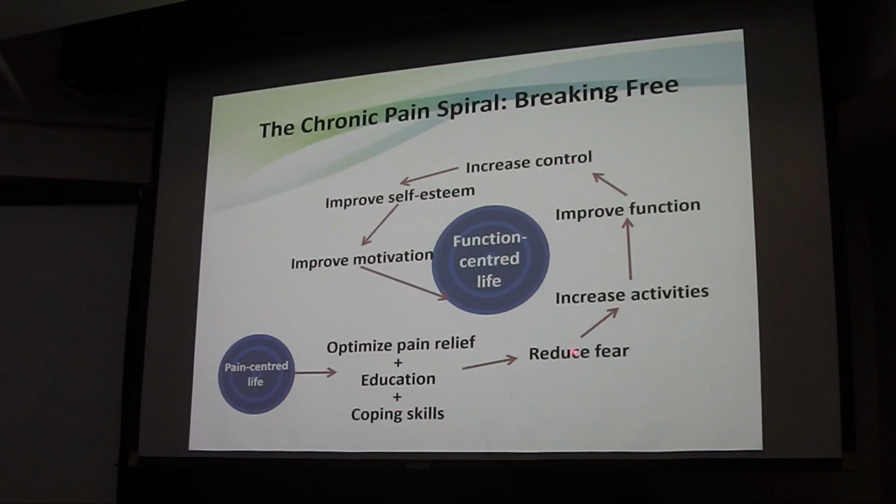Once they get less fear of their pain, they can increase their activity and improve their function. They get increased control, improve their self-esteem, and then they have a function-centered life. They still may have pain. And the pain's with them like a little brother that you can't get rid of. It's a companion there. It's like, go away. You can't get it to go away. But you can still enjoy life and have a good quality of life.